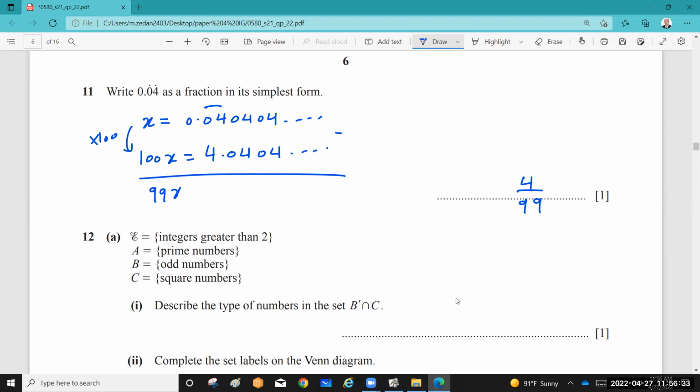Now, if you subtract the two values, 100x minus x is 99x. You subtract it this way, please, to avoid getting a negative number. And 4 minus 0 is 4. And the decimal part is completely the same, so it will be cancelled. So 99x is 4. It leads us to write x equals, or the number is 4 over 99 by dividing each side of the equation by 99.